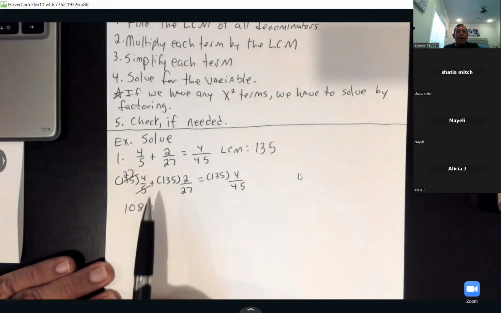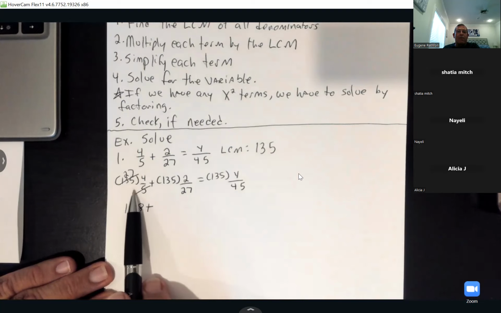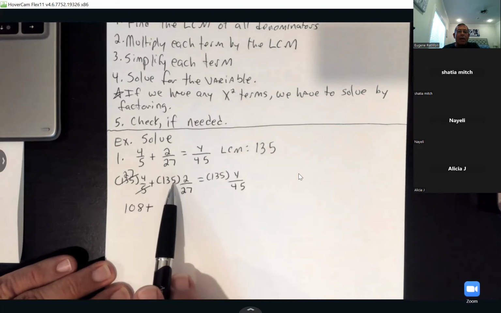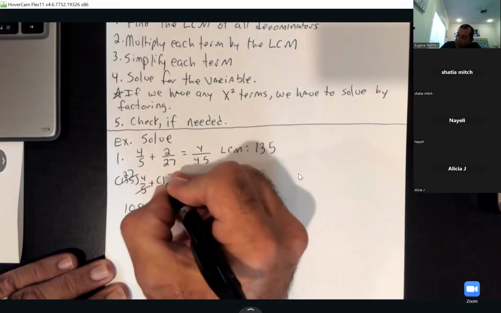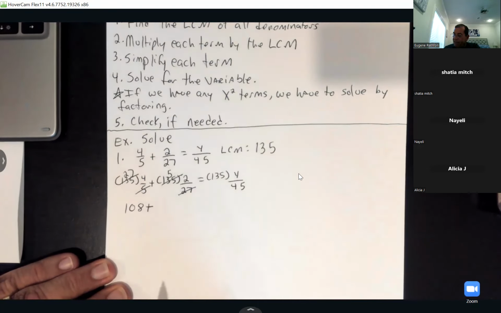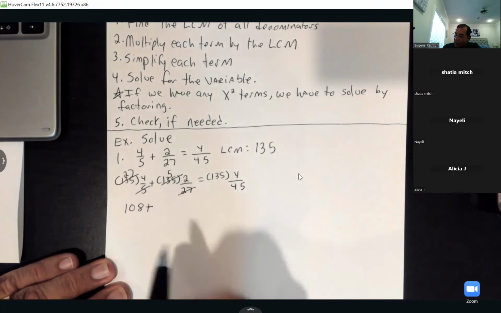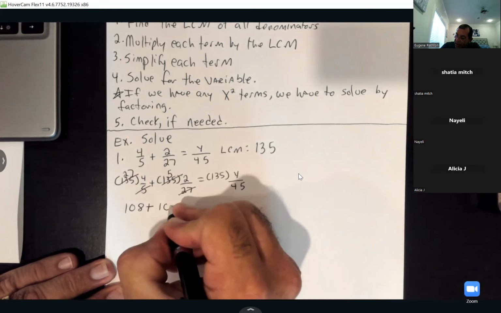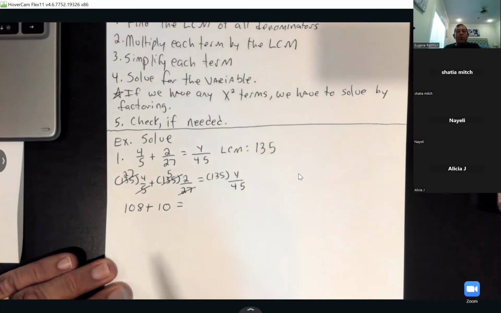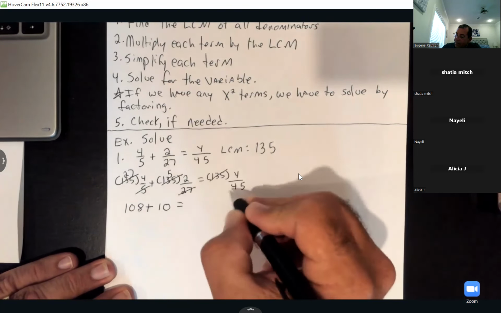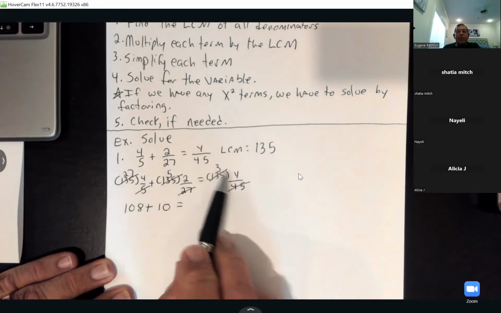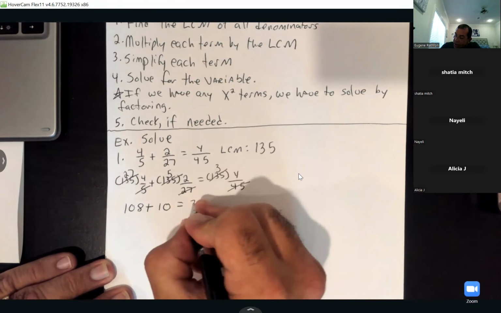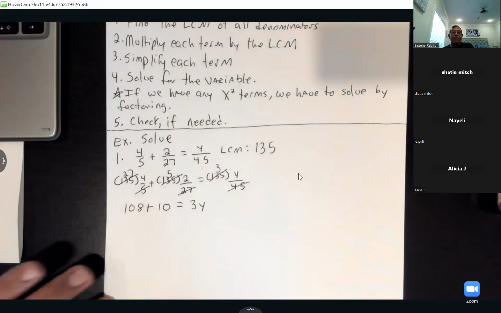But guess what? That fraction's gone now. So now the second part, I got 135 divided by 27. That's going to give you 5. And then 5 times 2 gives me 10. That's going to equal the right side. So let's see what we get. 135 divided by 45 gives me 3. And then 3 times y gives me 3y.